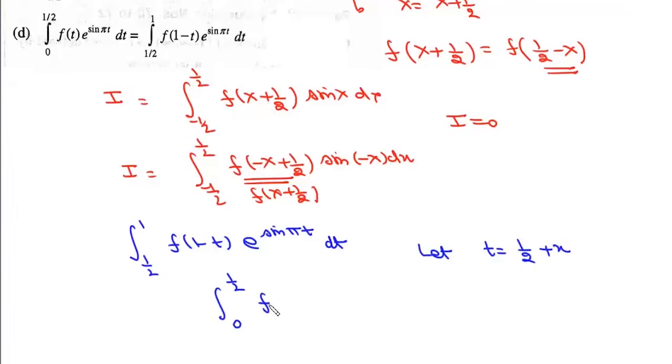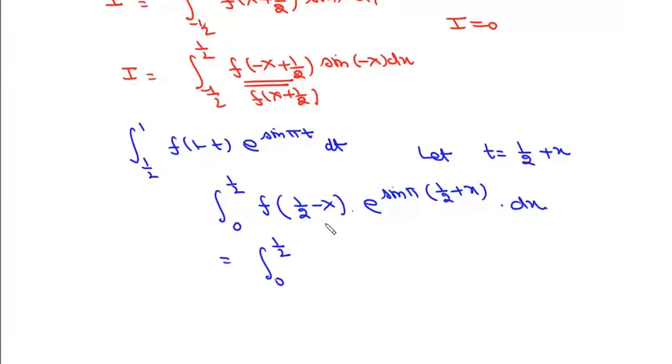So it will be f(1 − (1/2 + x)), so it will be f(1/2 − x), and here will be e to the power sin π(1/2 + x) dx. Now this is f(1/2 − x), and this is e to the power sin(π/2 + πx). So it is nothing but cos πx. So it will be e to the power cos πx into dx.